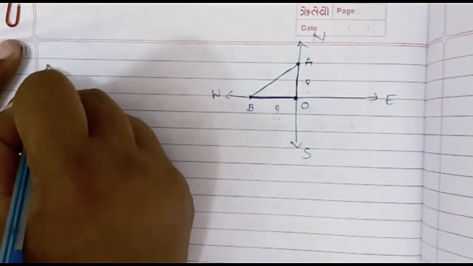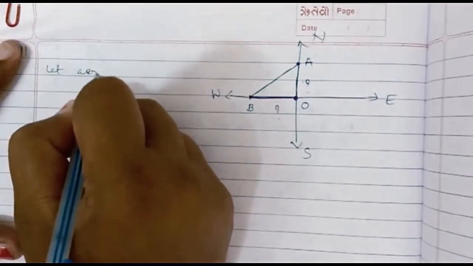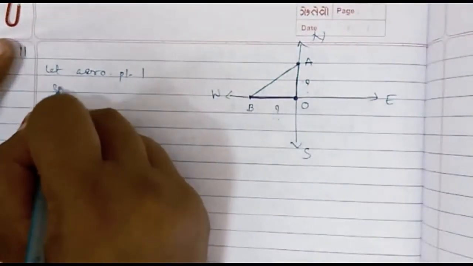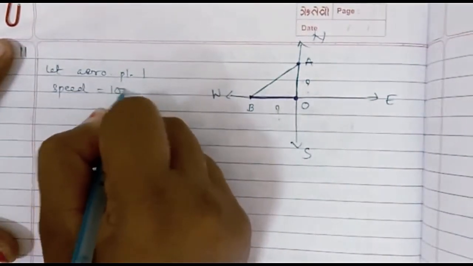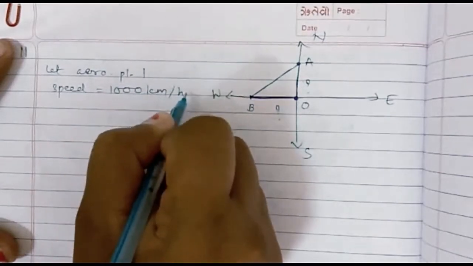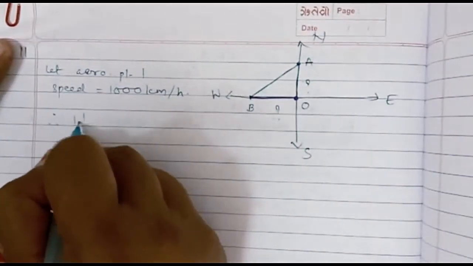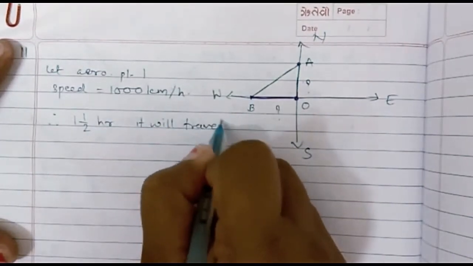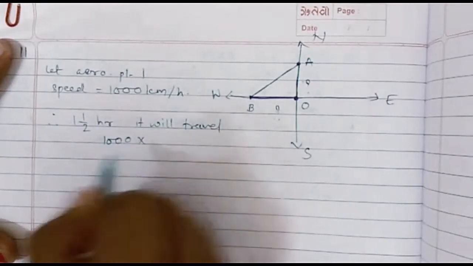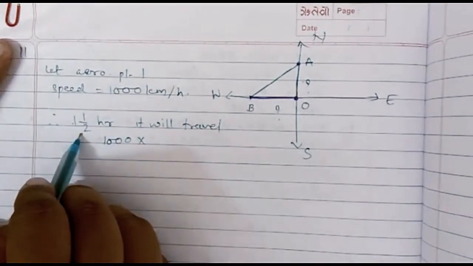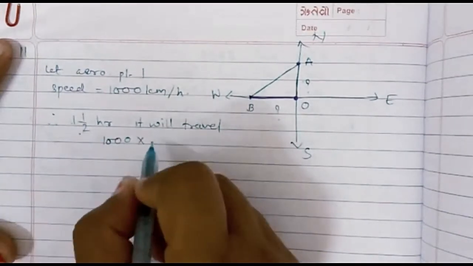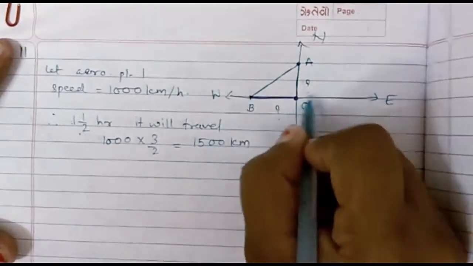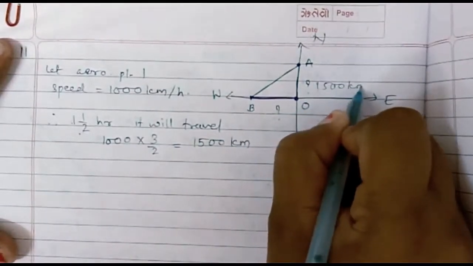So let us take aeroplane number 1, or you can give them names. The speed is equal to 1000 km per 1 hour, right? So therefore in 1.5 hour it will travel 1000 into, we can convert this mixed number into simple fraction 3/2, right? 1.5 means 3/2, which is equal to 1500 kilometer. So this OA will be equal to 1500 kilometer.